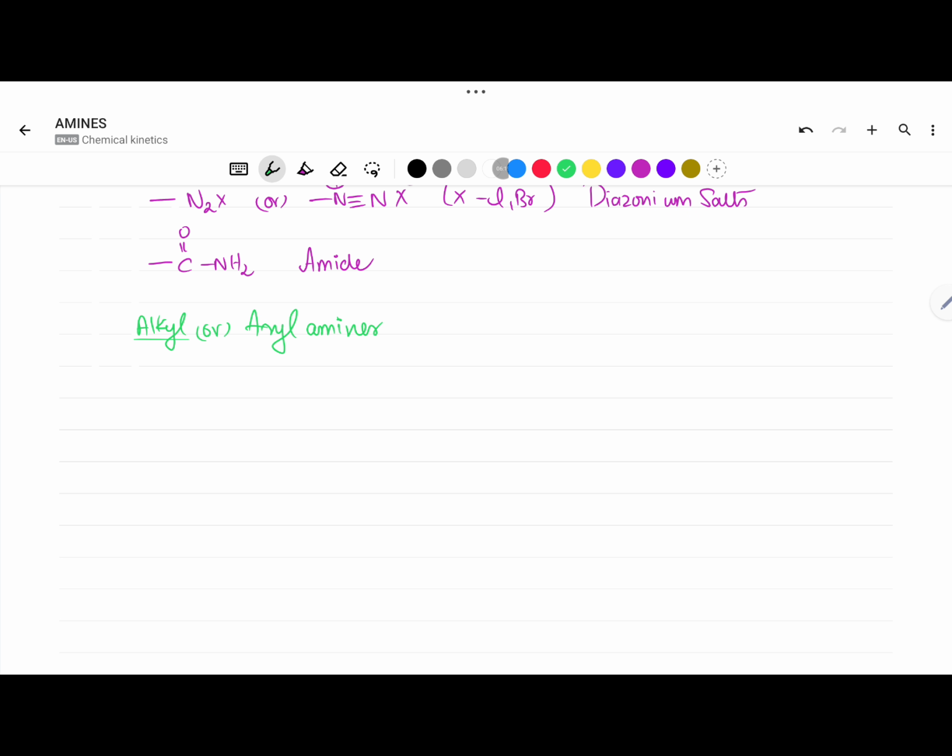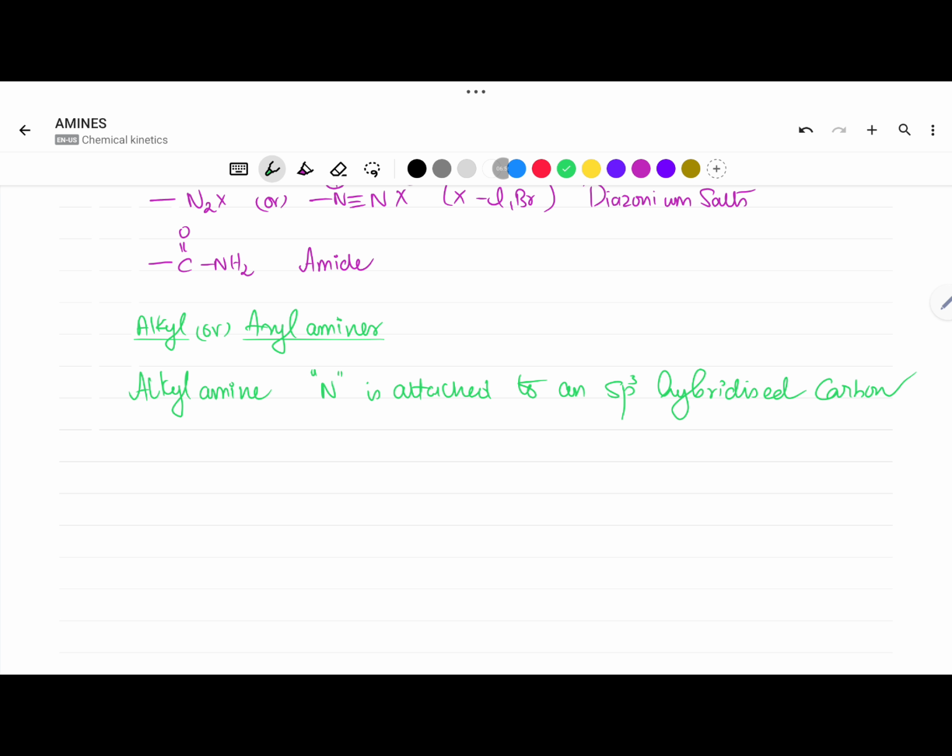So alkyl or aryl amines. What is the meaning of alkyl amines? In an alkyl amine, the nitrogen is attached to an sp3 hybridized carbon. It is attached to any alkyl group.